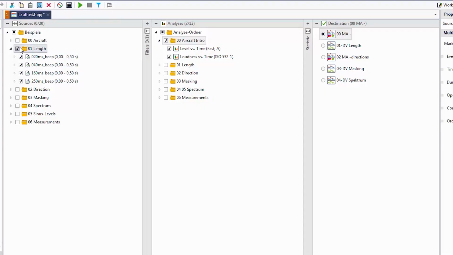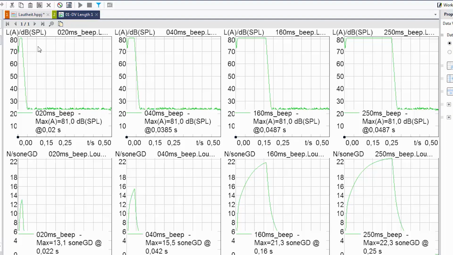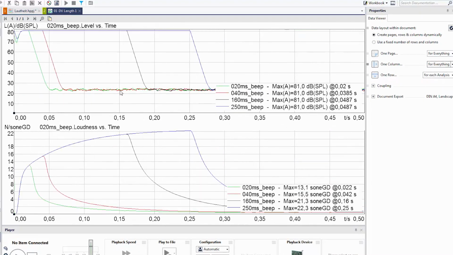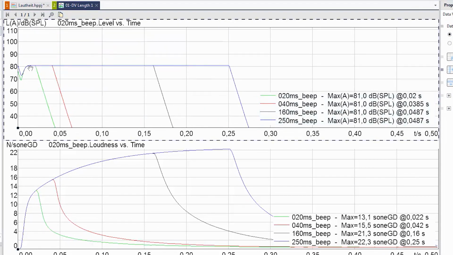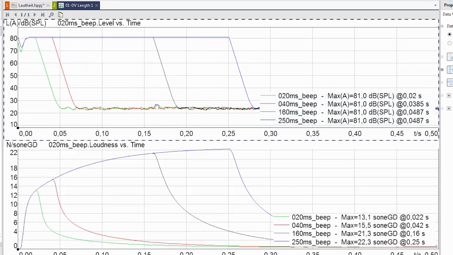Let's check how big the level is. I use level versus time again, and loudness versus time, and compare it side by side. Here on top we see level versus time, and quite amazing is we always reach 81 decibel. All 4 sounds have 81 decibel as a max level. If I bring them together, you can see all these noises reach 81, but after a while they drop. The first noise was just 20 milliseconds long, the second one 40 milliseconds, then 160 milliseconds and 250 milliseconds. So it stays longer at the level, but the level was always exactly the same height.